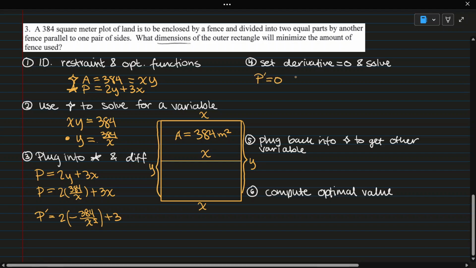Now, we want to set that equal to 0 in step 4. P prime equals 0 if and only if negative 2 times 384 over x plus 3 equals 0. So that means that 2 times 384 over x is going to equal 3. And this tells us that x is going to equal 2 times 384 over 3.